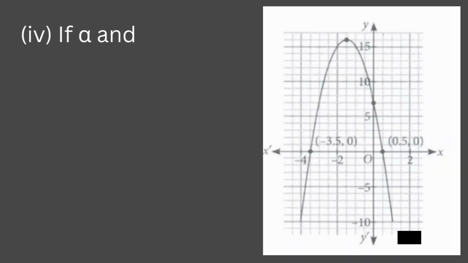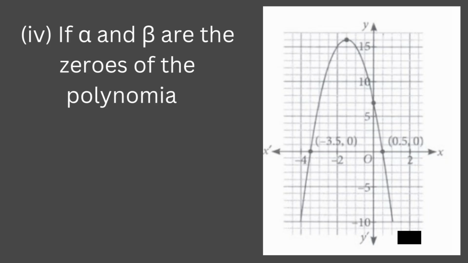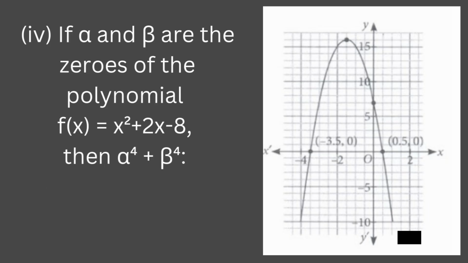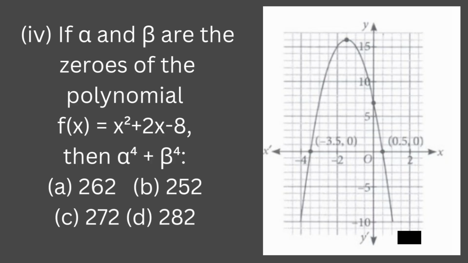In the fourth part, it says if alpha and beta are the zeros of the polynomial f(x) equal to x square plus 2x minus 8, then alpha raised to the power 4 plus beta raised to the power 4 is what we have to determine, with the following options.